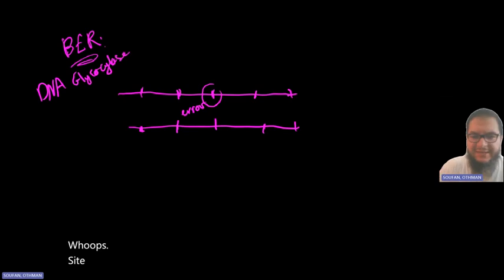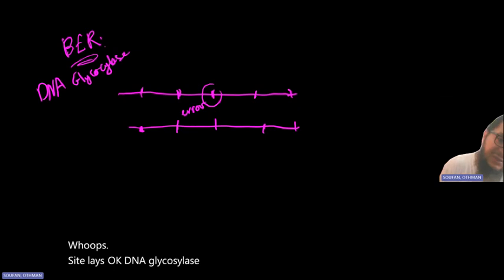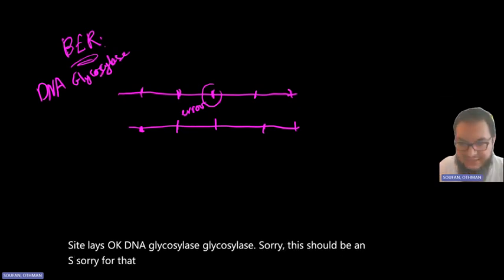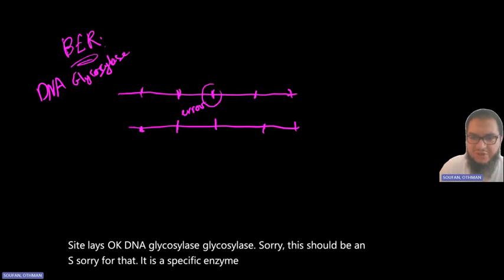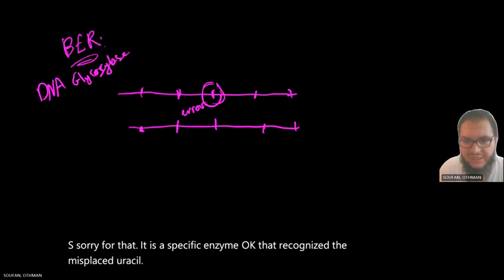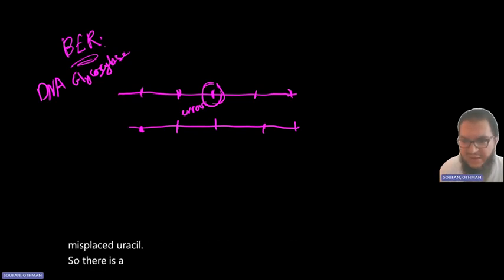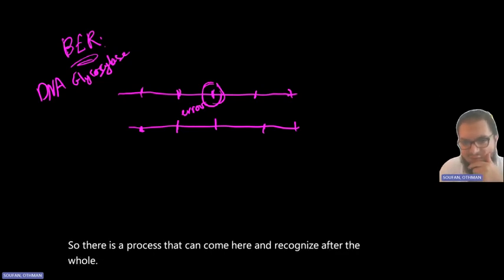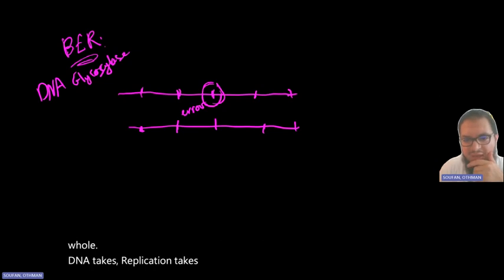DNA glycosylase. Sorry, this should be an S. It is a specific enzyme that recognizes the misplaced uracil. So there is a process that can come here and recognize it after the whole DNA replication takes place. How is it going to do this?